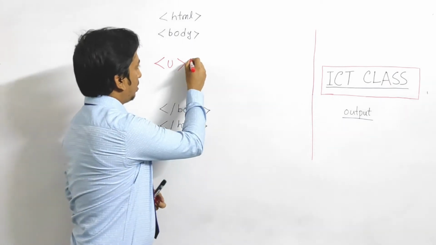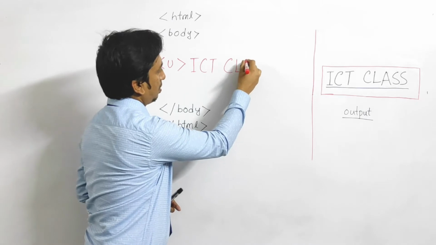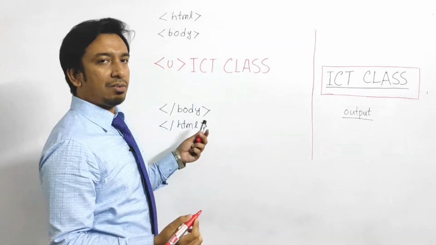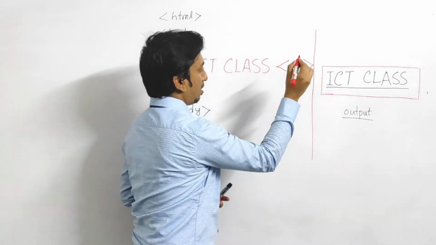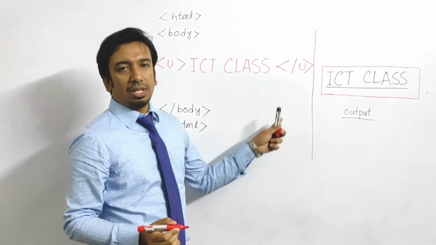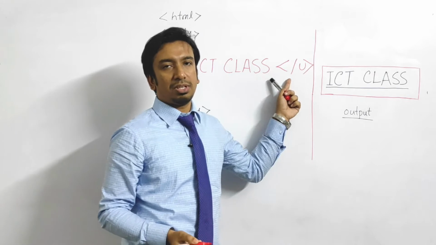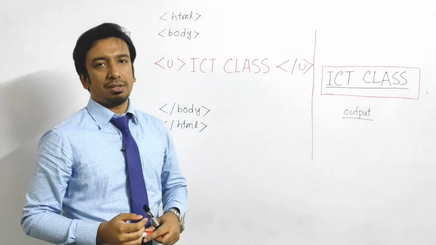So our text is ICT class. Okay, and now we have to close the tag. What will be our close tag? Our close tag is forward slash with the u tag. Here u is the opening tag, and here you can see this one is the closing tag. So I think this one is clear.